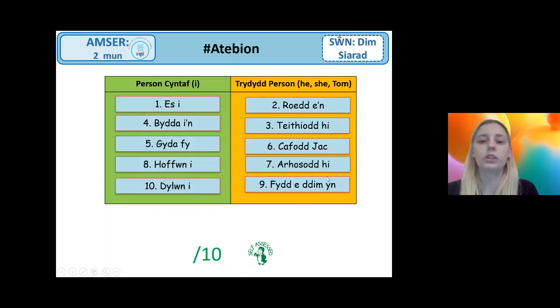You need to be careful with the trydydd person because they might not be very clear about whether they want you to change it to benyweidd or gwryweidd, feminine or masculine. So sometimes you need to watch out for the name in the text. So if it's someone called maybe Jack, Jack generally identifies themselves as male. So you would be expected to change everything to gwryweidd, masculine. So roedd ein, mae ein, and so forth. Or you could sit on the fence and just stick to maybe Jack in the exam.